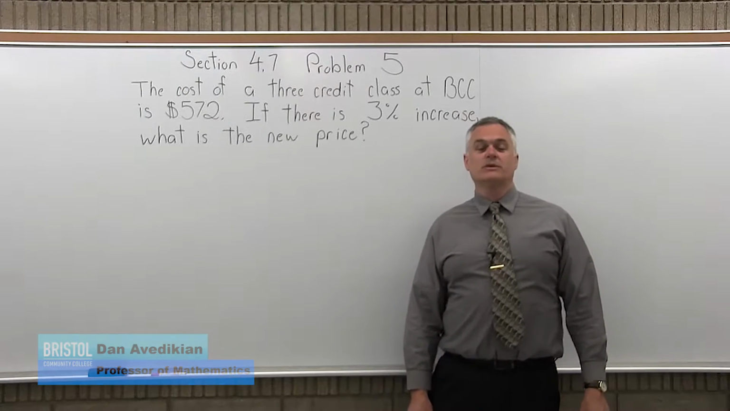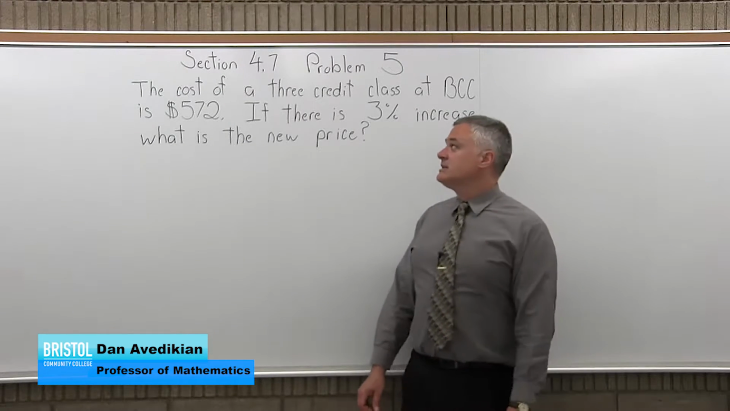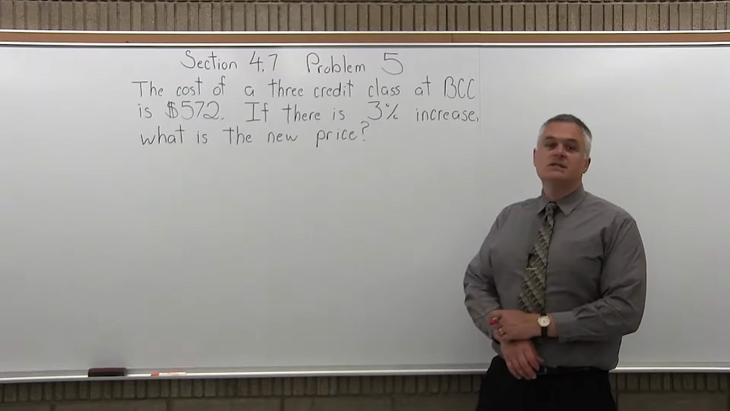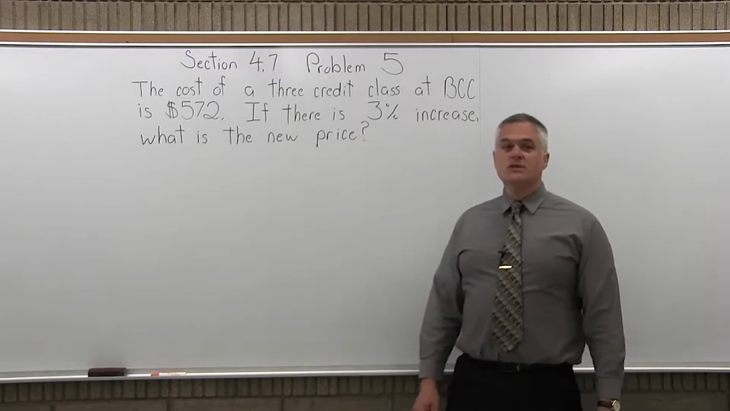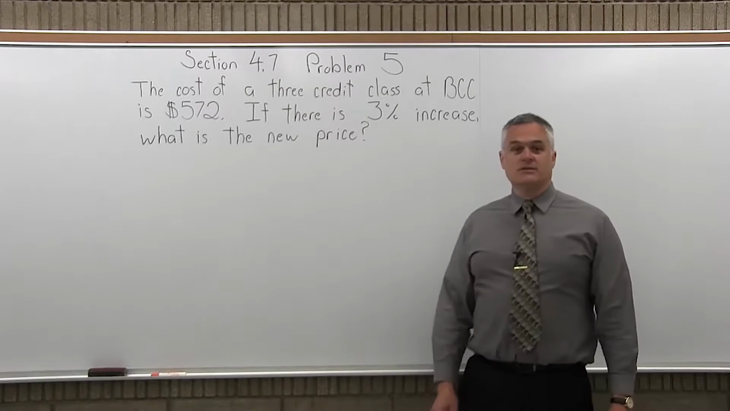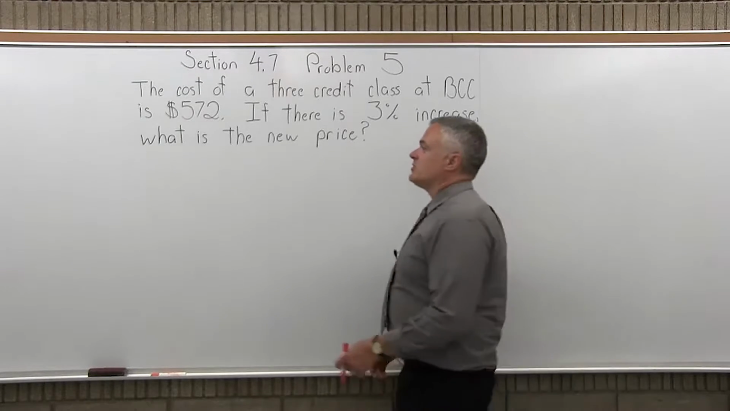This is Section 4.7, Problem 5. It says the cost of a 3-credit class at BCC is $572. If there is a 3% increase, what is the new price? So this is a realistic sort of a question.